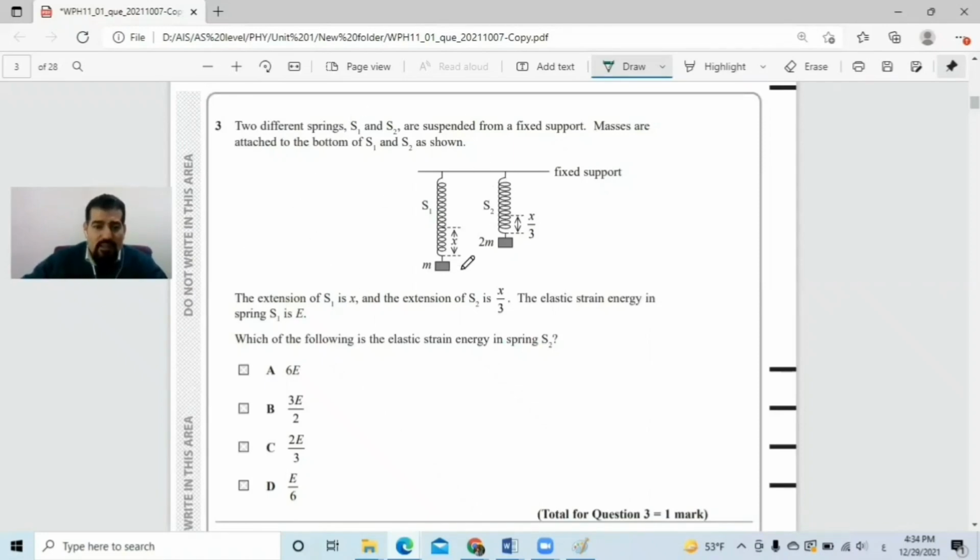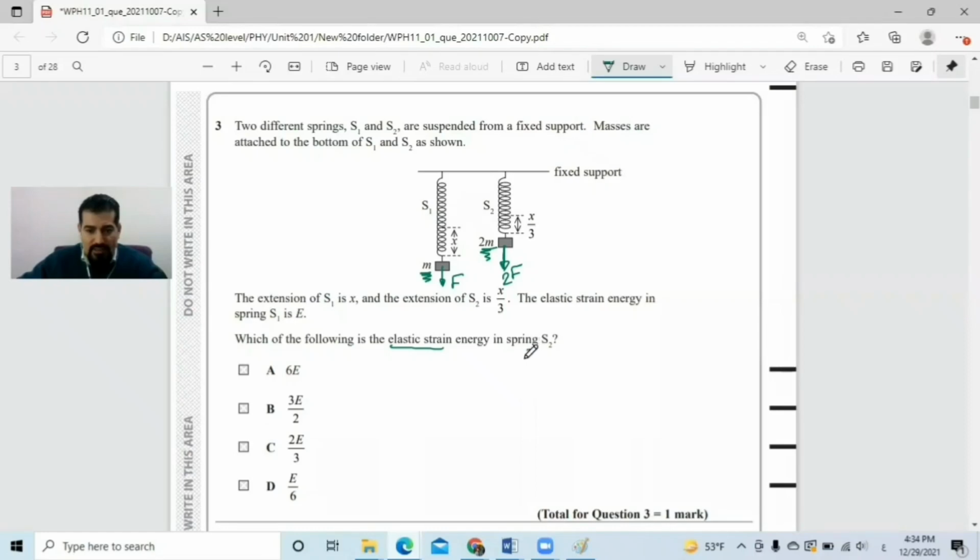Now, what is the thing that is the same? Look here, here M, here 2M. That means here the force is F, here the force is what? 2F. They ask about what? The energy stored. Let's answer this one together.